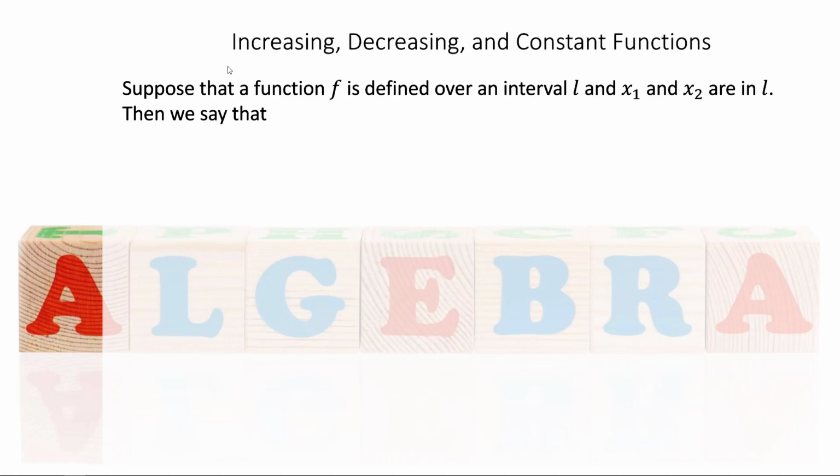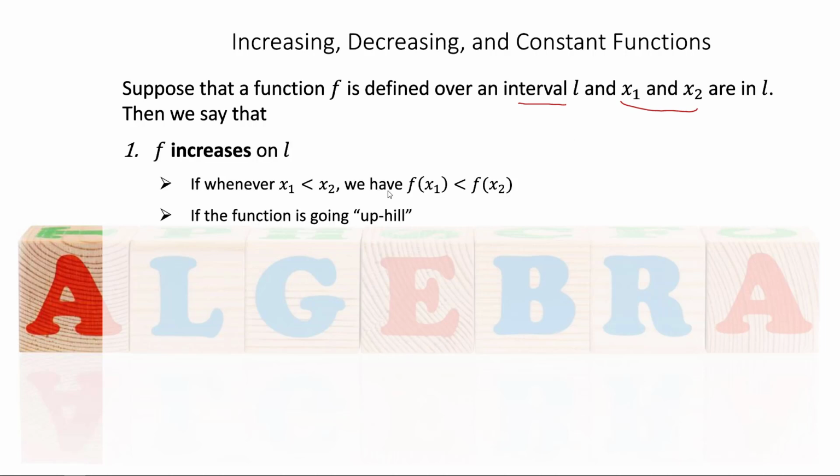The last thing we want to do is to talk about the increasing, decreasing, constant nature of functions. Suppose we have a function f, and it's defined over some interval L, and we have these 2 points, x1 and x2, and they're inside that interval. Then we can say that f increases on L whenever x1 is less than x2, f of x1 is less than f of x2. And what the heck does that look like?